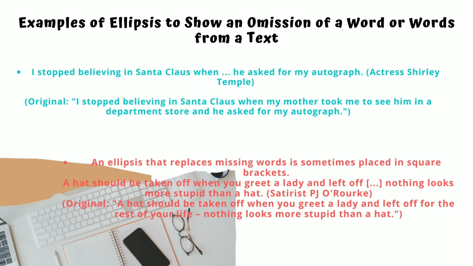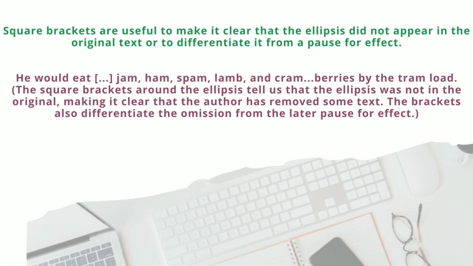An ellipsis that replaces missing words is sometimes placed in square brackets. Example: "A hat should be taken off when you greet a lady and left off [...] Nothing looks more stupid than a hat." Original: A hat should be taken off when you greet a lady and left off for the rest of your life. Nothing looks more stupid than a hat.